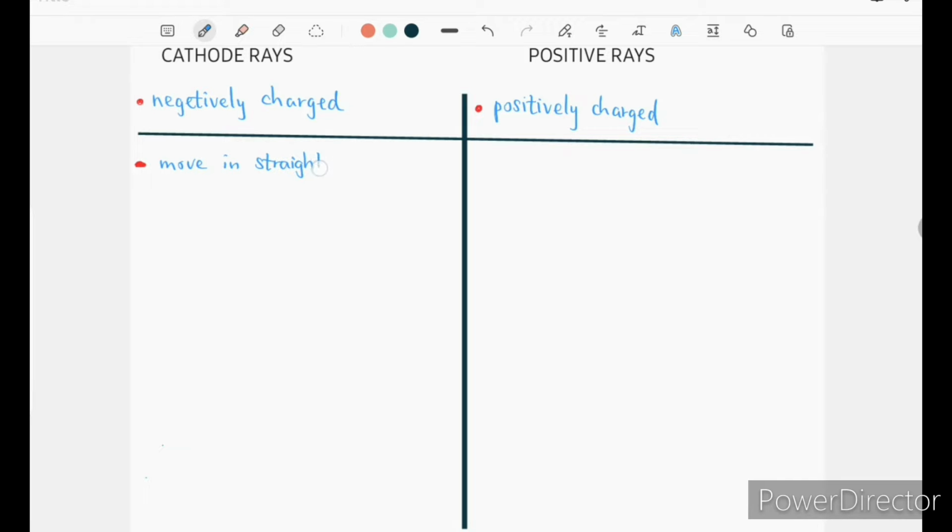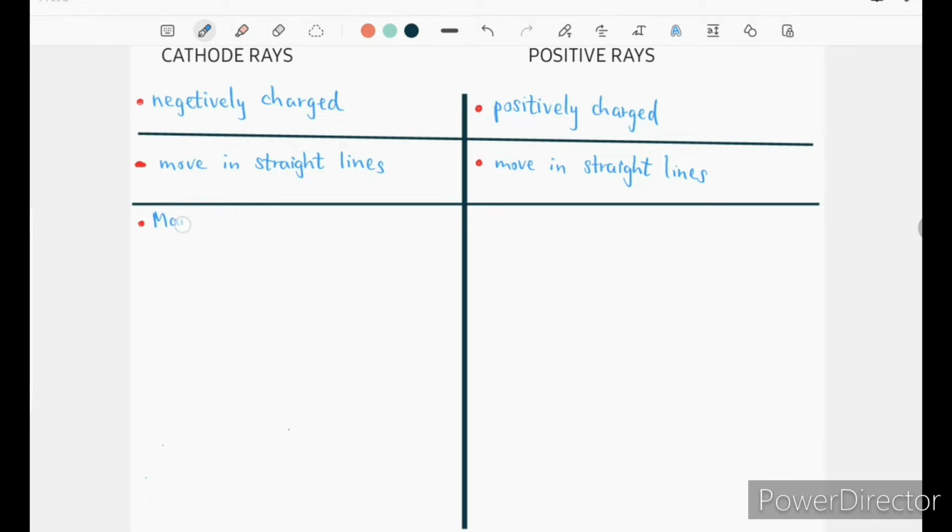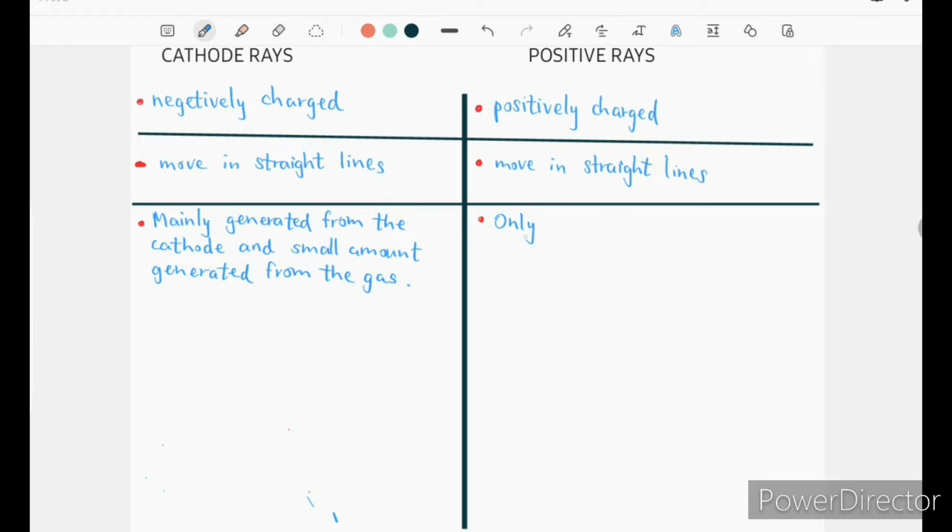Cathode rays move in straight lines and anode rays also move in straight lines. Cathode rays are mainly generated from the cathode and a small amount is generated from gases. Positive rays are generated only from gases. The thing we refer to as gas is the gas present in the cathode ray tube.